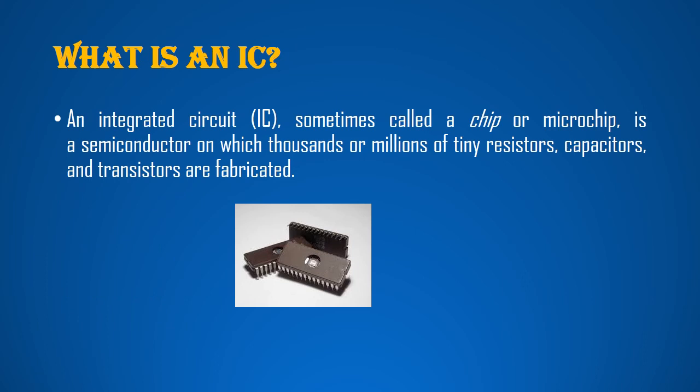So first let us see what is an IC. IC stands for integrated circuit. Integrated, the meaning is we are going to combine it. So in a single chip, tiny resistors, capacitors and transistors are fabricated. So millions and thousands of transistors, resistors are fabricated in a single IC. So this is called as integrated circuit.